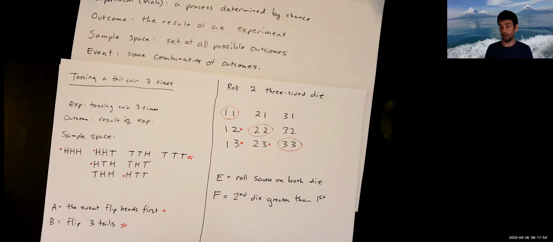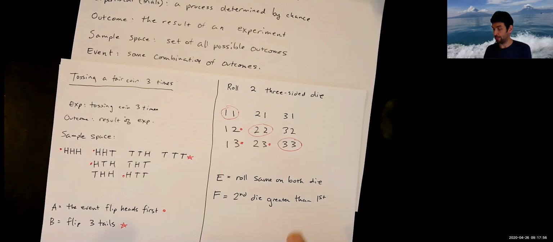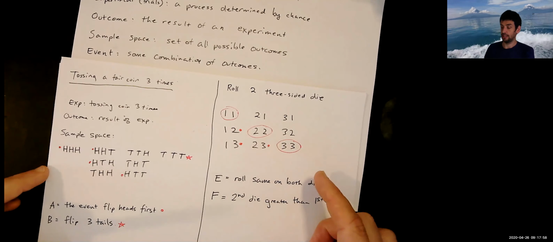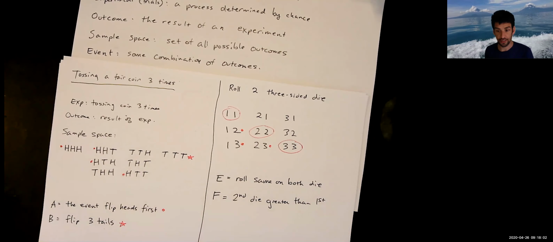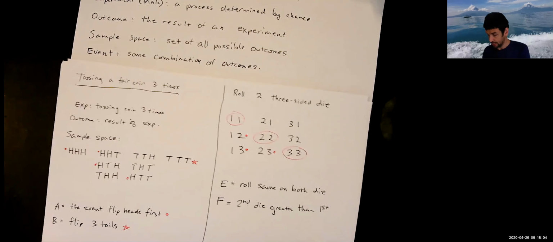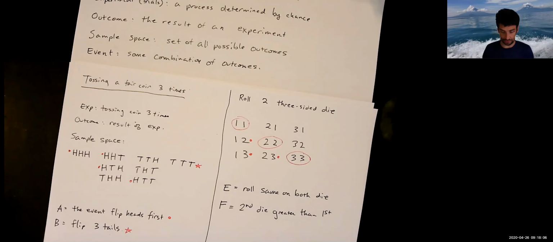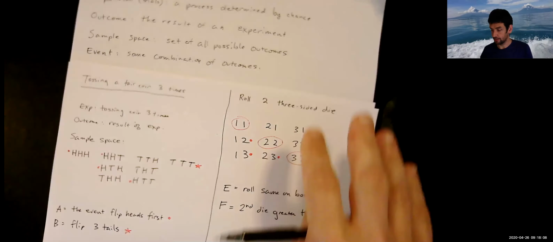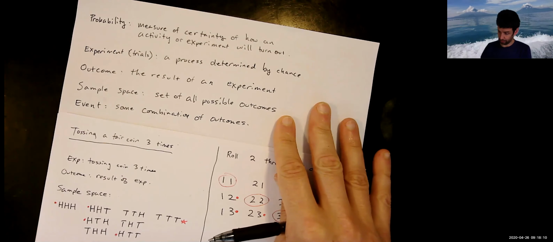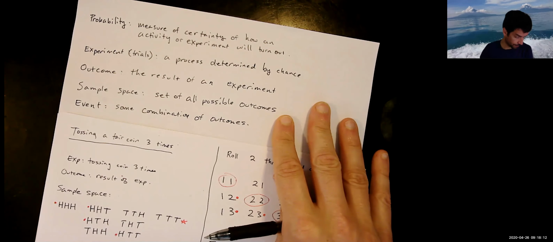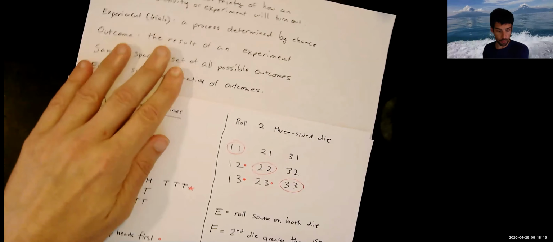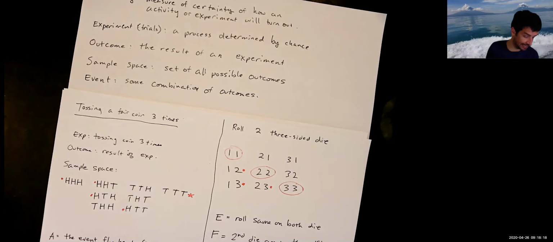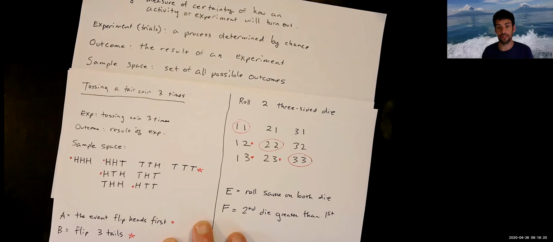So we've got a whole bunch of stuff happening here: experiments, outcomes, sample spaces, and events. However, we skipped right over probability, our first vocabulary term. I haven't really talked about it. Actually, let's hold off on it one more second. I want to make something clear before we get to that.